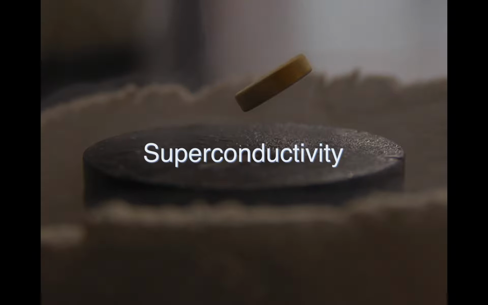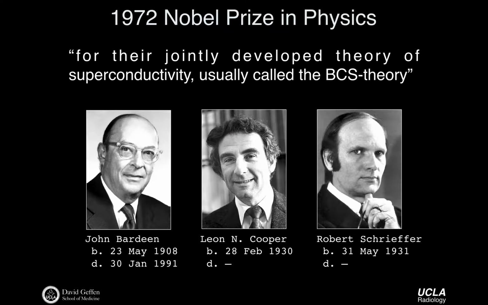Okay, so it's important that we talk some about superconductivity, because that's how these solenoid systems are actually built and put together. They depend on our ability to have huge amounts of current coursing through the solenoid so we can generate the large magnetic fields that we care about. These gentlemen got the Nobel Prize in 72 for their developments in the theory of superconductivity, which is usually called the Bardeen-Cooper-Schrieffer BCS theory.